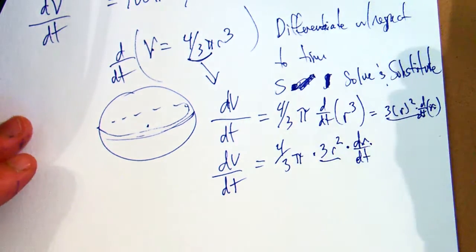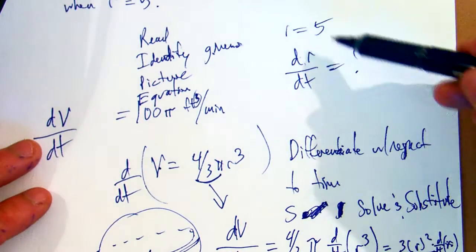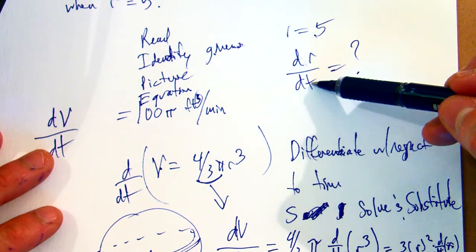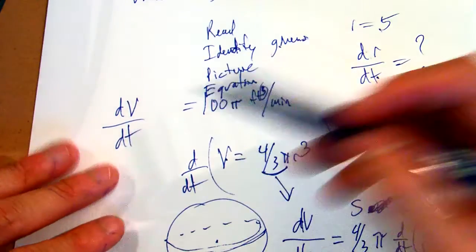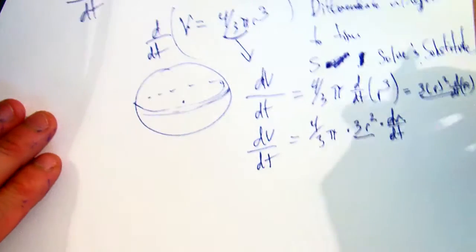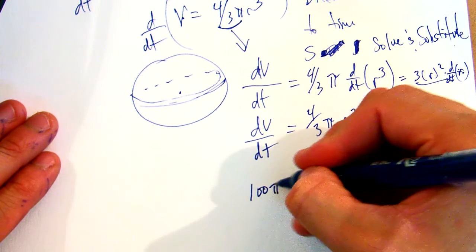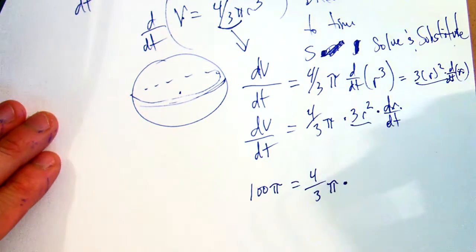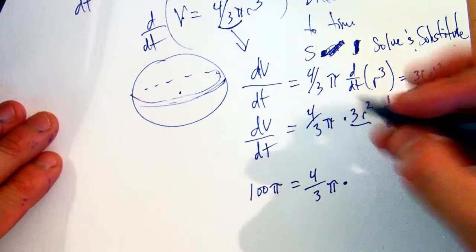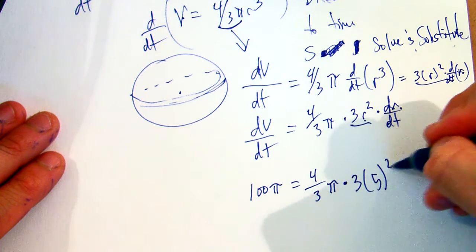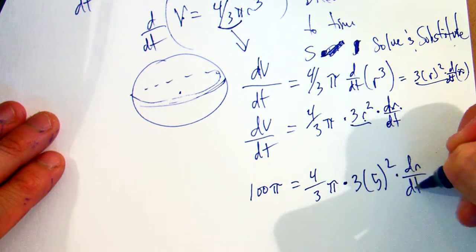So then we plug in what we know. What do we know? r is 5, and dr/dt is what we're trying to find. What else do we know? We know dV/dt is 100 pi, right? So we plug it in. When you're plugging in, don't put units. It'll just confuse you. And r was 5, right? And we're solving for dr/dt.